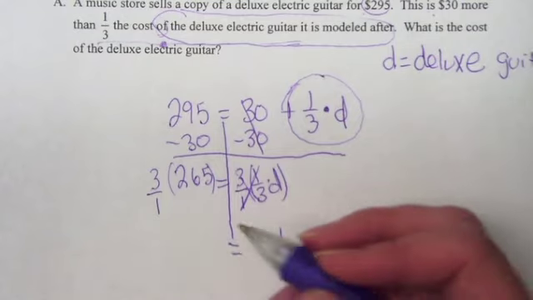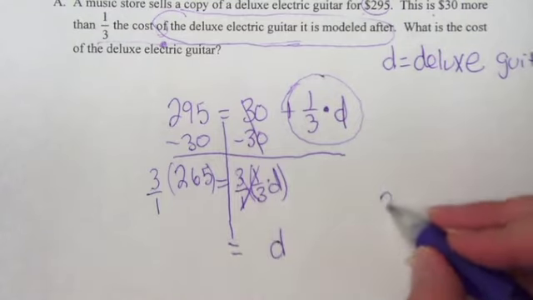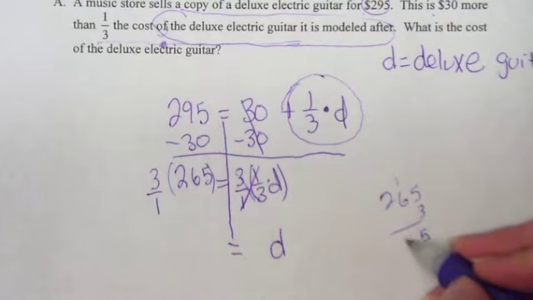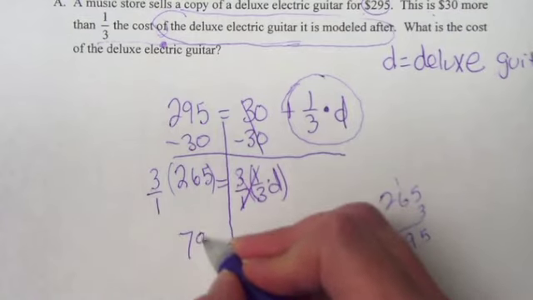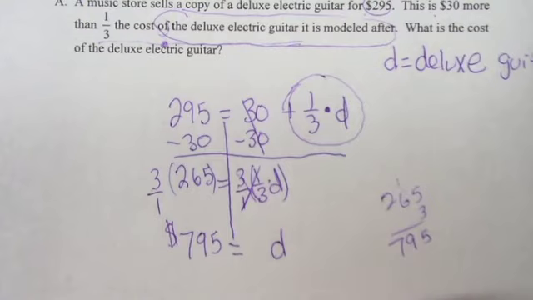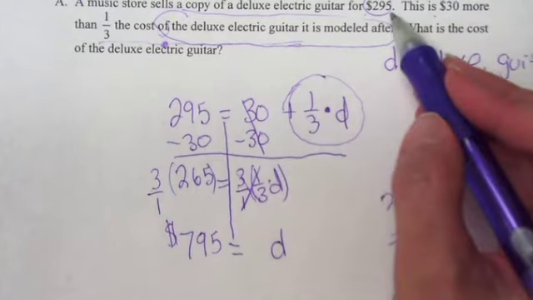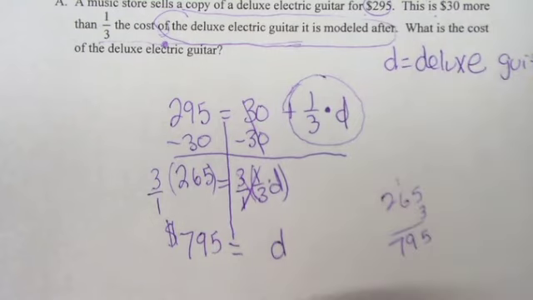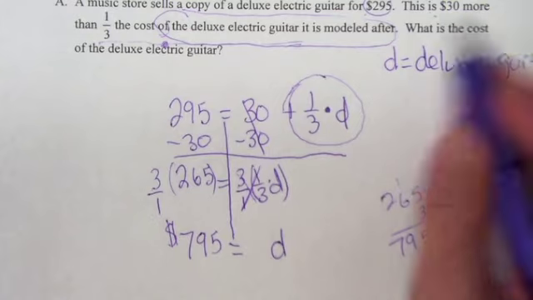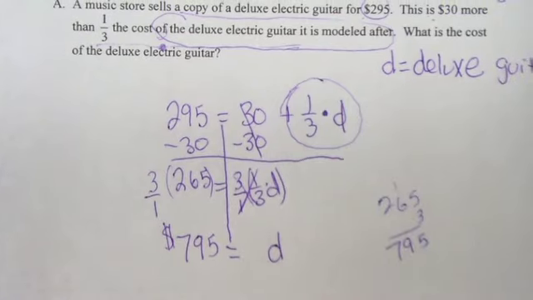Okay, so I'm going to do that off to the side real quick. I'm not very good at doing that right in my head. $795. So it's $795 is what the cost of the deluxe guitar would be. Okay, the one that they model after it is $295. Okay, and it is $30 plus 1/3 the cost of the deluxe.